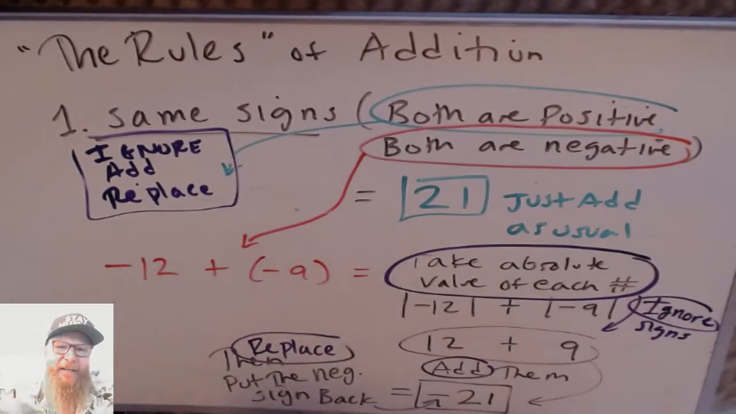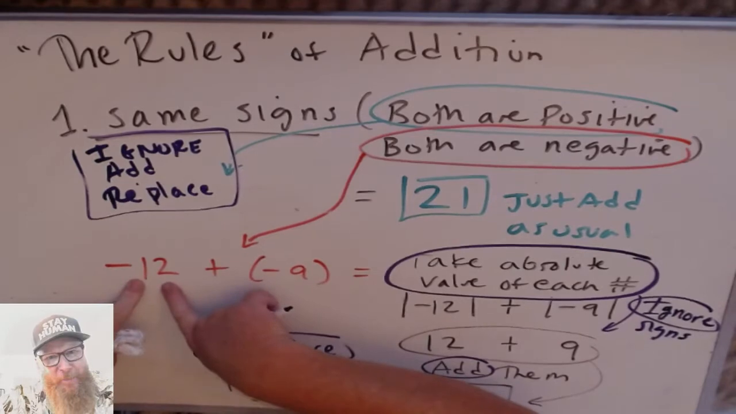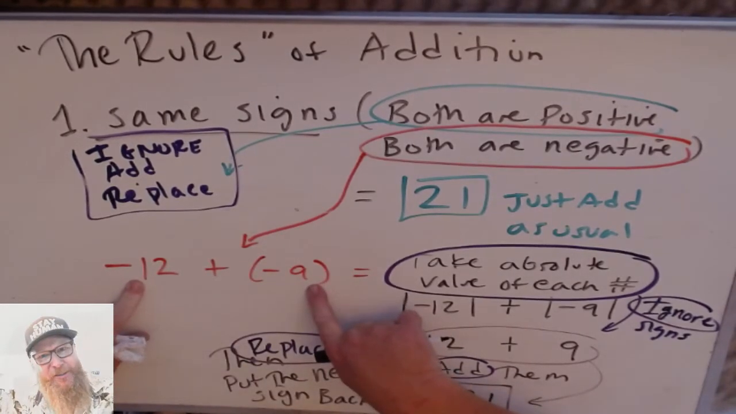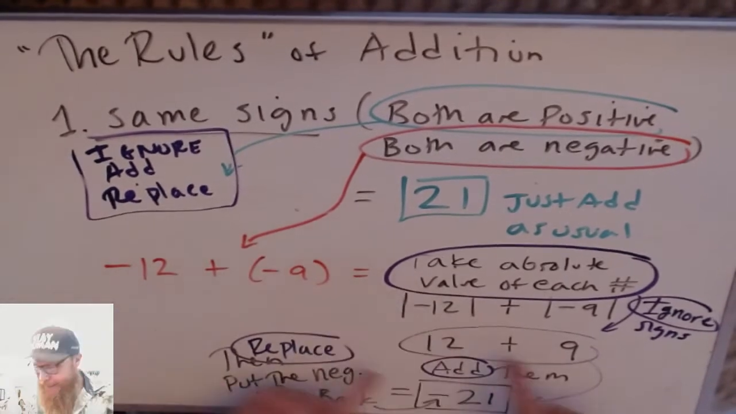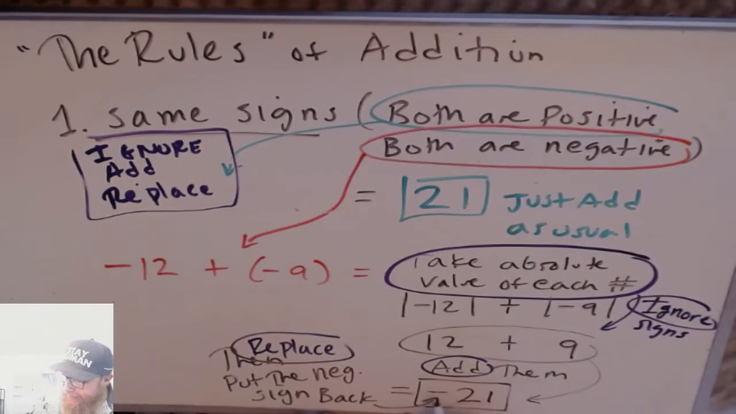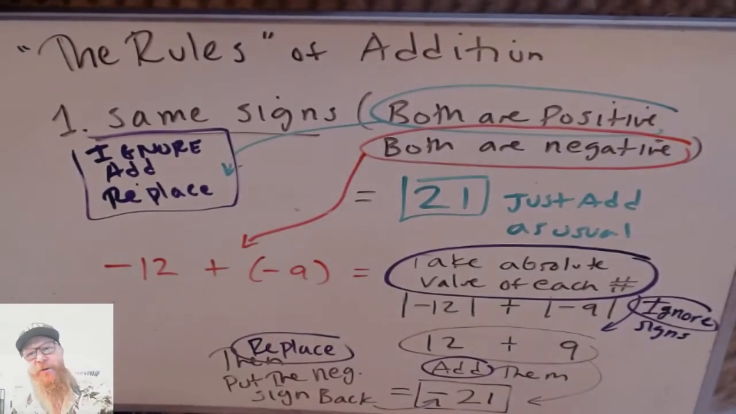This is how the bank does it, yeah? If you owe the bank $12 and then you write a check for $9, the bank just adds the 12 and the 9 and says it's 21, and then puts the big negative sign in front of your answer, saying that you owe the bank $21. That's the same sign rule.